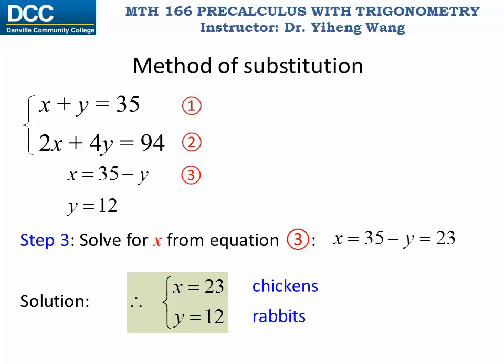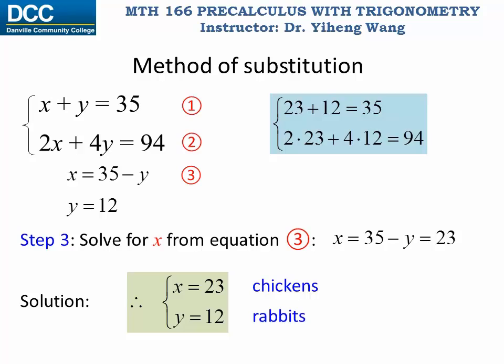And it's always recommended to double check your solution by substituting your x and y values back into the original equations. And after the calculation, as you can see, the two equations are indeed satisfied simultaneously. And that is the solution to this example.